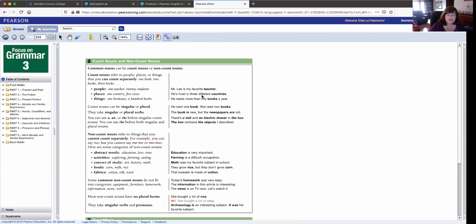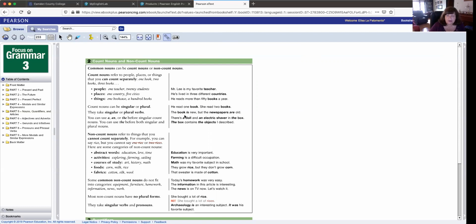He's lived in 3 different countries. Here, this is plural, which is fine. He reads more than 50 books a year. These are all common nouns, so they can be plural, okay? And that's what it's telling you here. A count noun can be singular or plural. He read 1 book. She read 2 books. They take singular or plural verbs because they can be singular or plural.